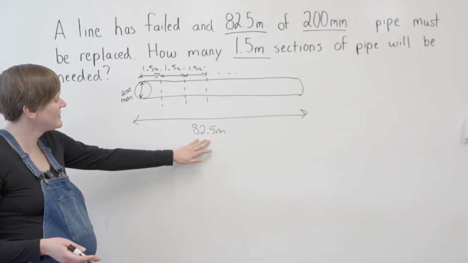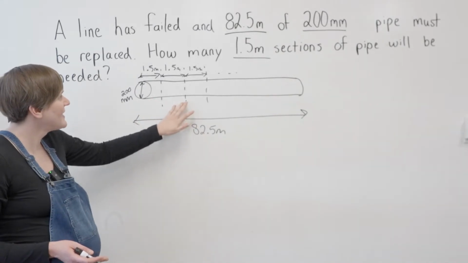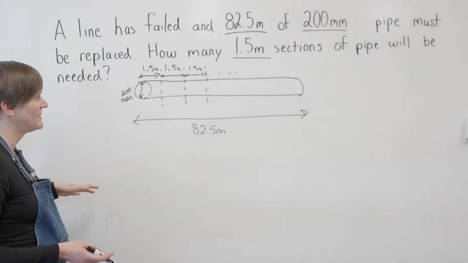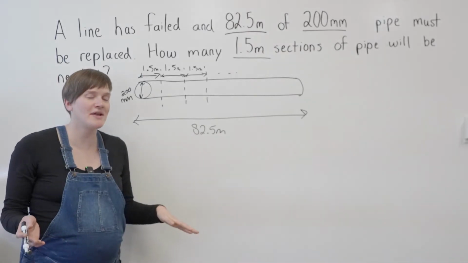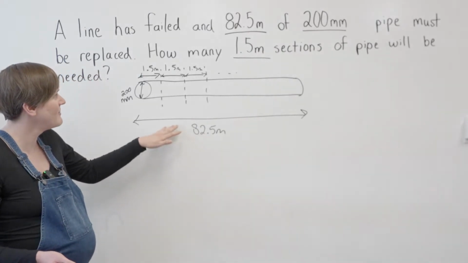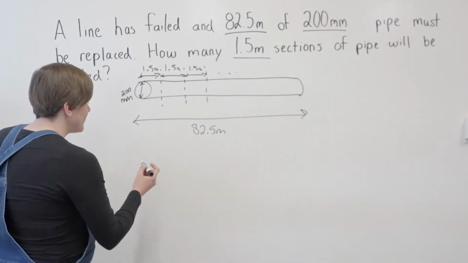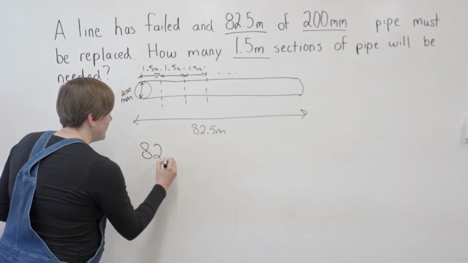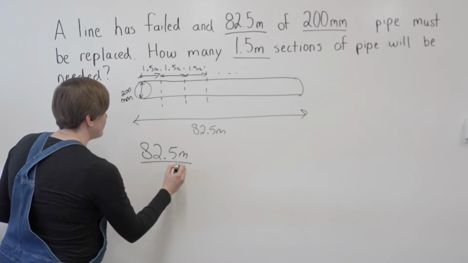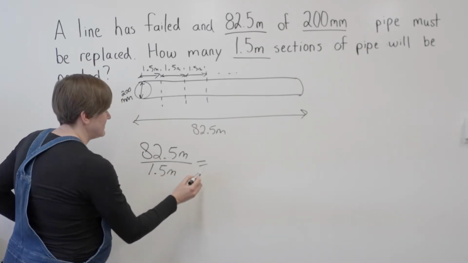So my whole length is 82.5 meters, and I'm going to be dividing it up into these sections of 1.5 meters. So if I say it that way, it kind of gives me a hint of how I'm going to solve this. I've got 82.5 meters of pipe. I'm dividing it up into 1.5 meter sections. So that's how we're going to solve it. 82.5 meters divided into 1.5 meter sections.